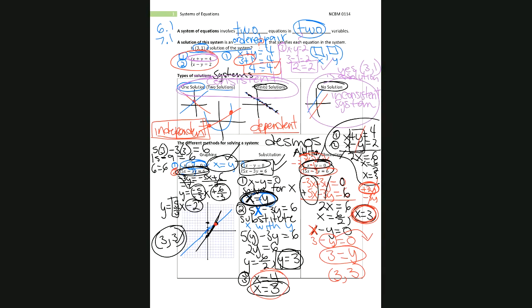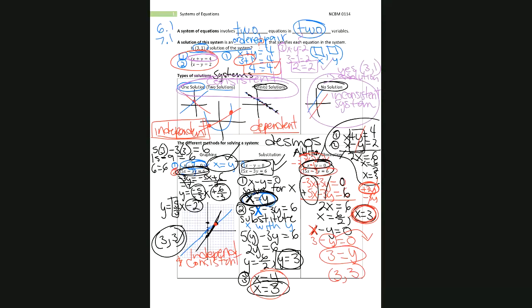So this one will be independent because they're 2 independent graphs. And it is also consistent because it does have a solution. It just has one, but it's still consistent.